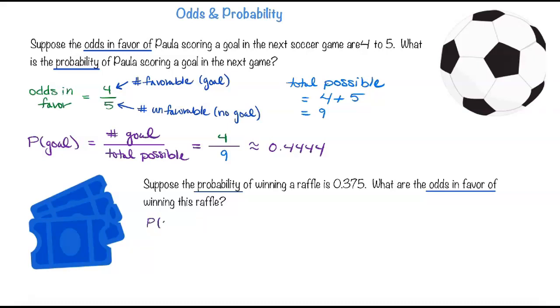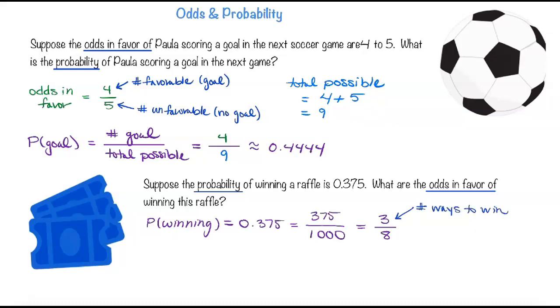We have that the probability of winning is equal to 0.375, which we could rewrite as 375 out of 1,000. Reducing this fraction, we can divide 375 and 1,000 by 125 and have a fraction in simplest terms of 3 over 8. Now with probability, the numerator represents the number of ways to win, and the denominator represents the total possibilities. In order to calculate the odds in favor of winning, we need the number of ways to win and the number of ways to lose.